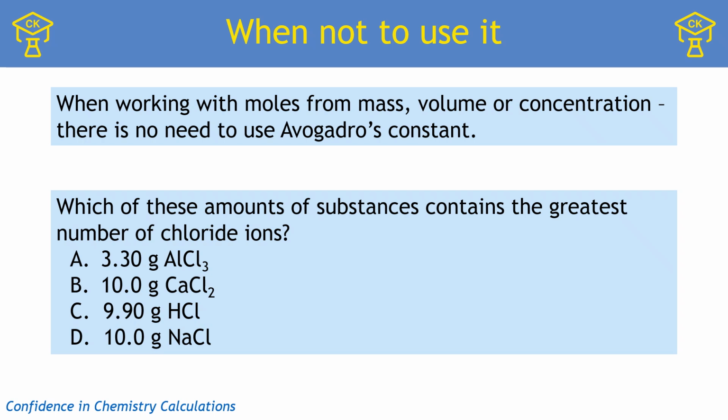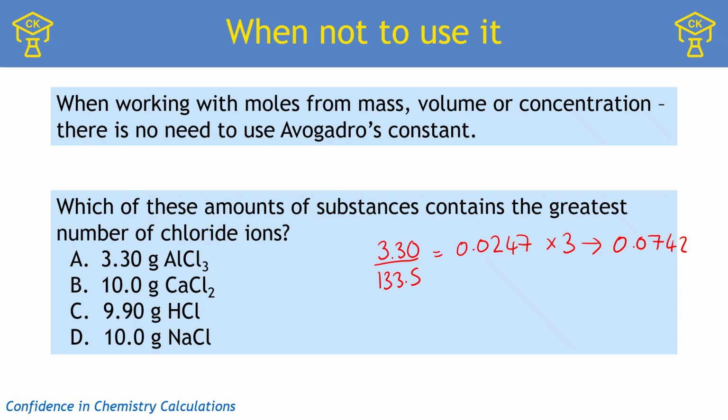So to do that, for example, with A, I would do my mass, 3.30. I would divide it by 133.5, which is the relative atomic mass of aluminium chloride, and that gives me 0.0247 moles. And then that's moles of AlCl3, so I can times it by 3 to get me my moles of chloride ions, which would be 0.0742. So I could do that for all of that.